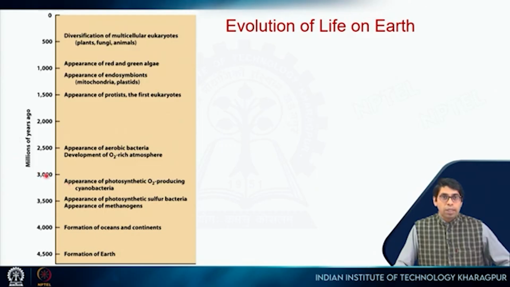Almost 3 billion years ago, the first photosynthetic oxygen producing cyanobacteria appear. Now this is where things start to change. Before this, the atmosphere was reducing. Now these cyanobacteria appear and start splitting water and producing oxygen, which means they start releasing oxygen into the atmosphere and slowly converting the Earth's atmosphere into an oxidizing environment.